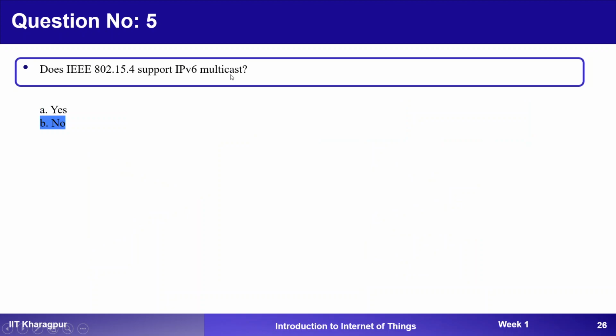Next one is, in MQTT, a blank subscribes to a topic. Options are client, broker, publisher, all of the above. Anyone, please?